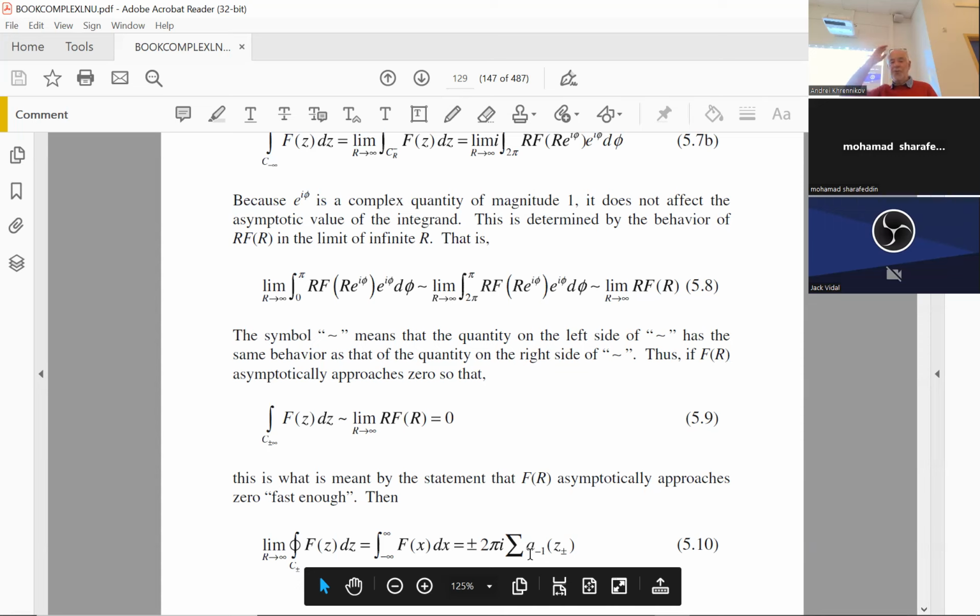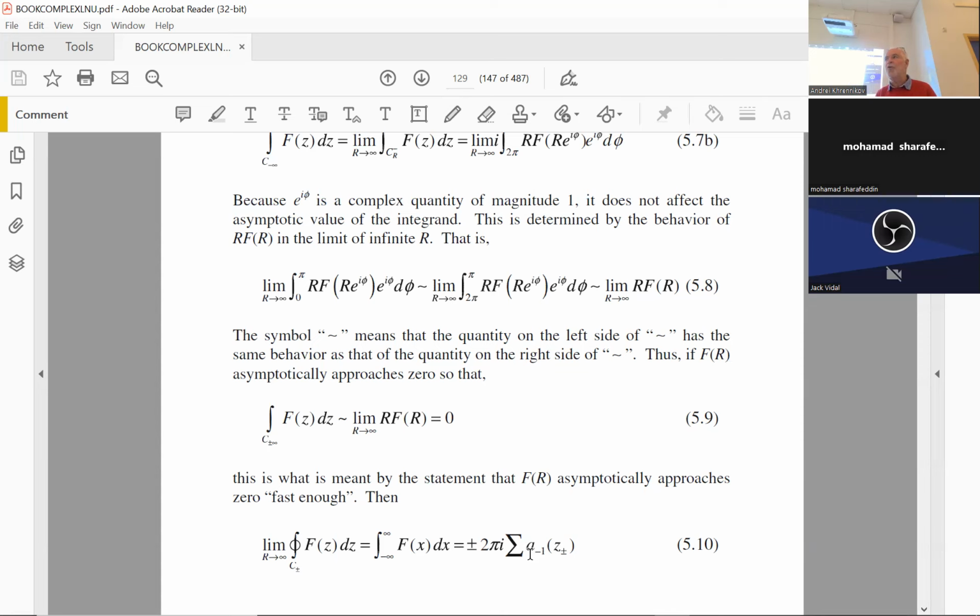So this is the most powerful method of calculation of integrals over the real line of very, very complicated functions. We shall consider examples a bit later.